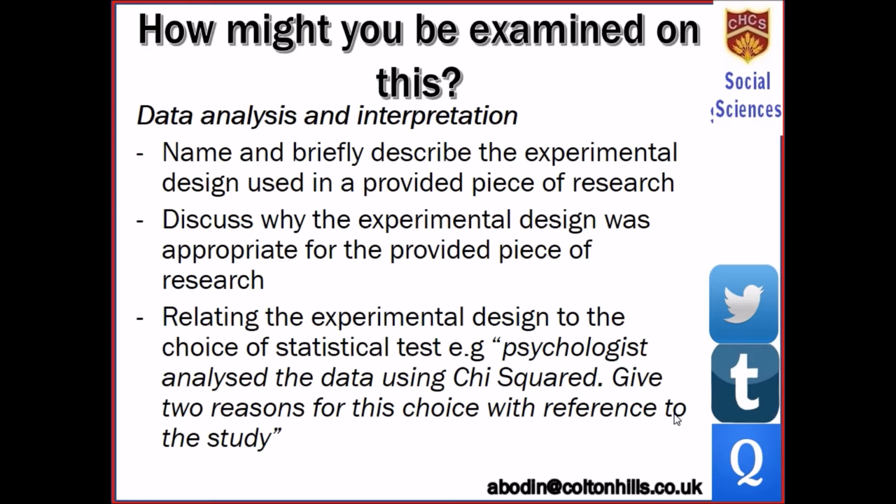So within that type of question again, you'd be saying, well, this is the experimental design that was used, and this experimental design is applicable to chi-squared. Another reason could be, well, this is the level of data that was collected by the psychologist, and this is applicable to chi-squared. But you would also need to ensure that within your answer, again, you contextualize to the study that you've been given. So showing how this was the experimental design that was used, showing how this was the level of data that was collected, again, making sure it's contextualized to the study.